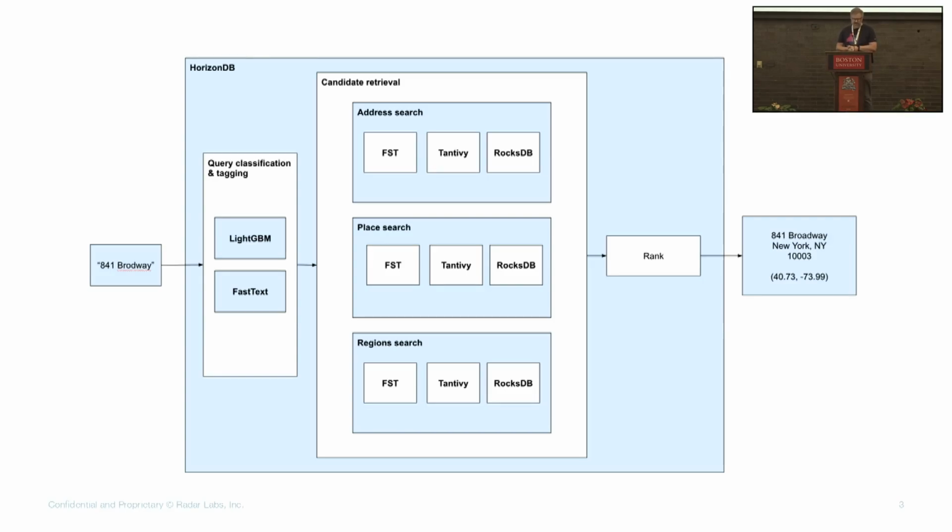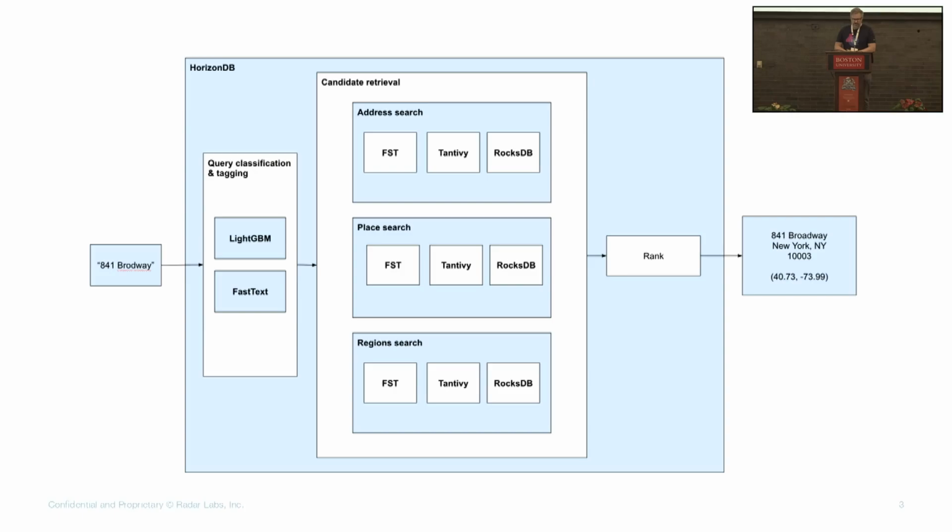You can see on the left-hand side there's our input query of 841 Broadway. That's the Radar office. And on the right-hand side, you can see the result of that forward geocoding search query, the record that we retrieved from Horizon. And in the middle is how everything works.